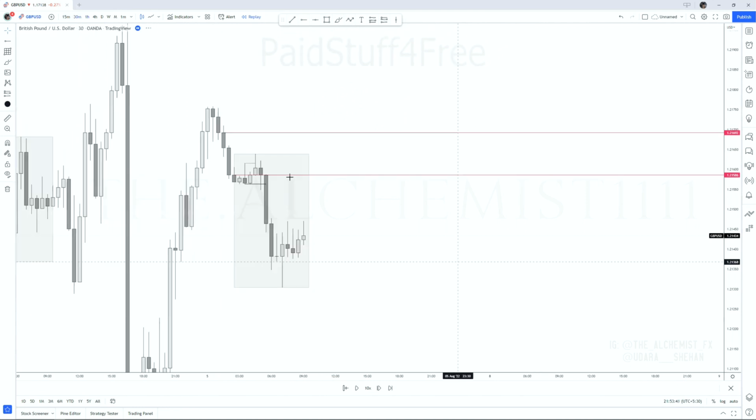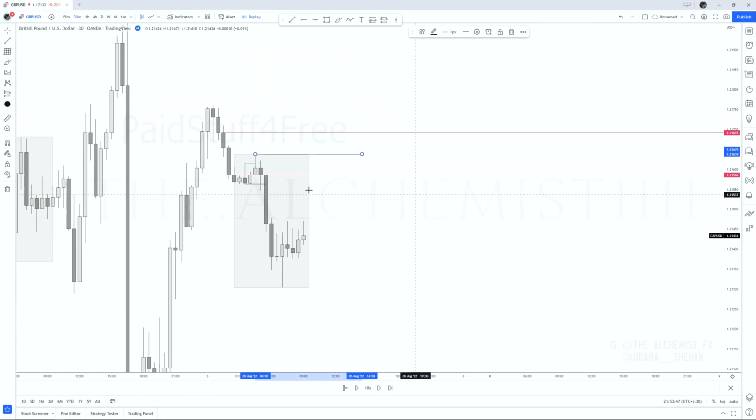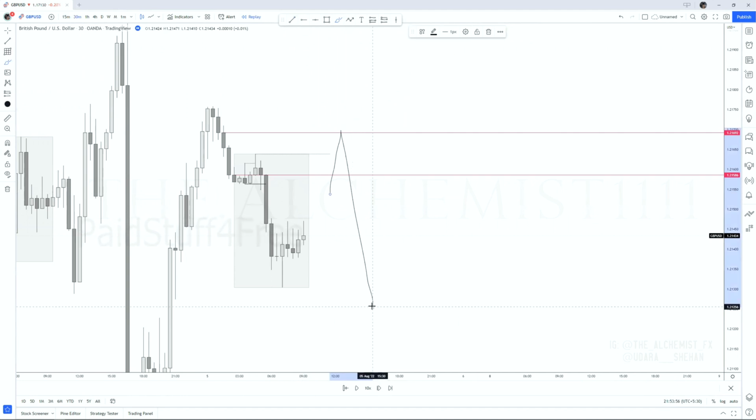Now, like I told you in that previous example, when we have a POI right above Asia, are we going to take a direct trade out of the Asian high? No, right? We can't. So then what do we do? We wait for a reaction from this zone. If it does not give us a reaction, then we sell it from here directly.